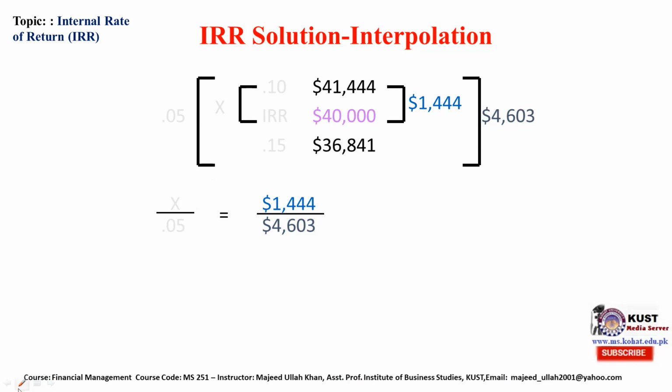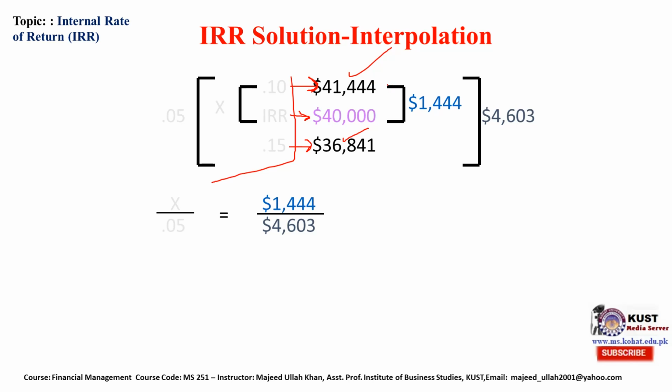Now, till now, we discussed this dormant portion. Forget about it. At 10%, the present value of our future cash flow is 41,444. We will write it. For 15%, we get the present value of our future cash flow as 36,841. This 15% gave us this value and 10% gave us this value. So IRR will give us exactly $40,000.